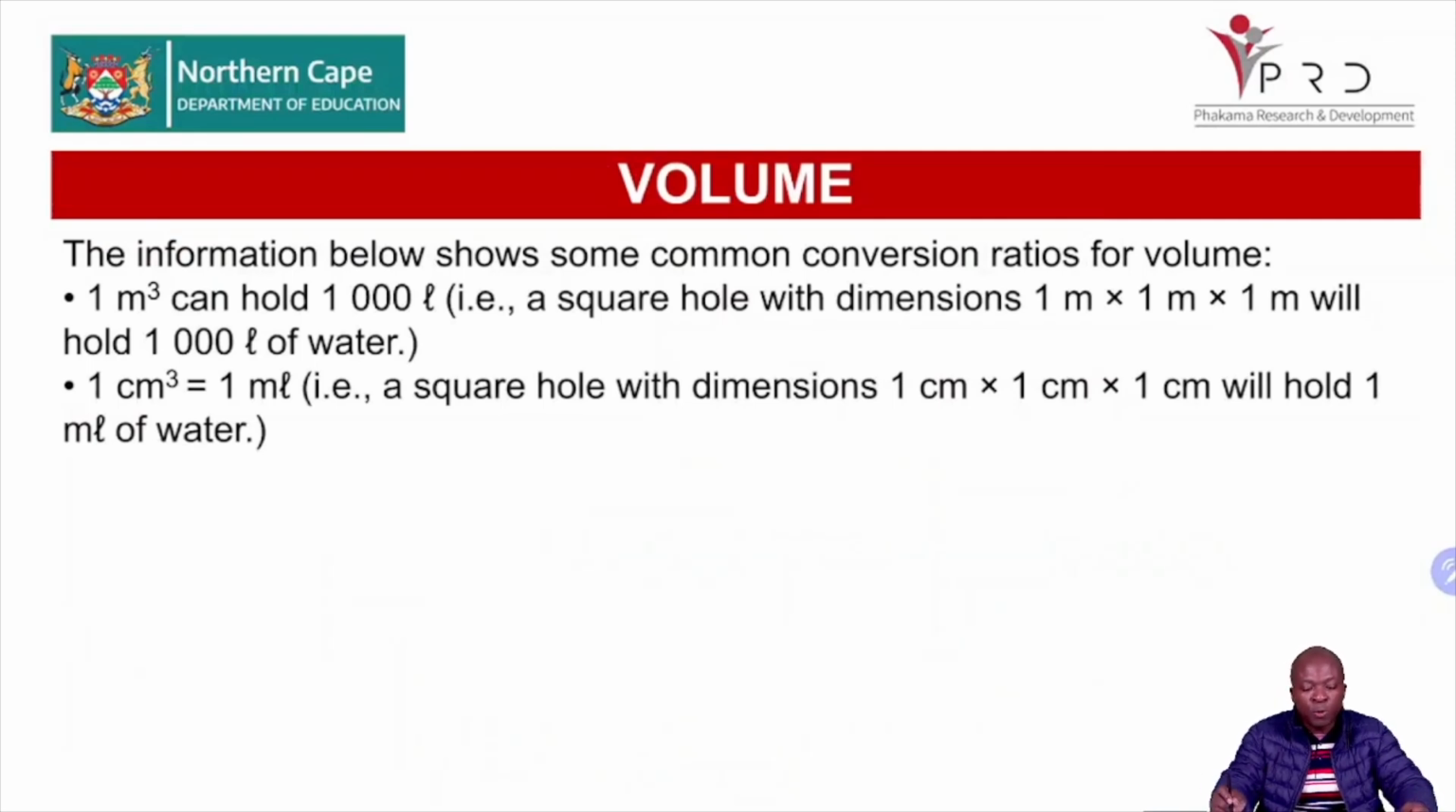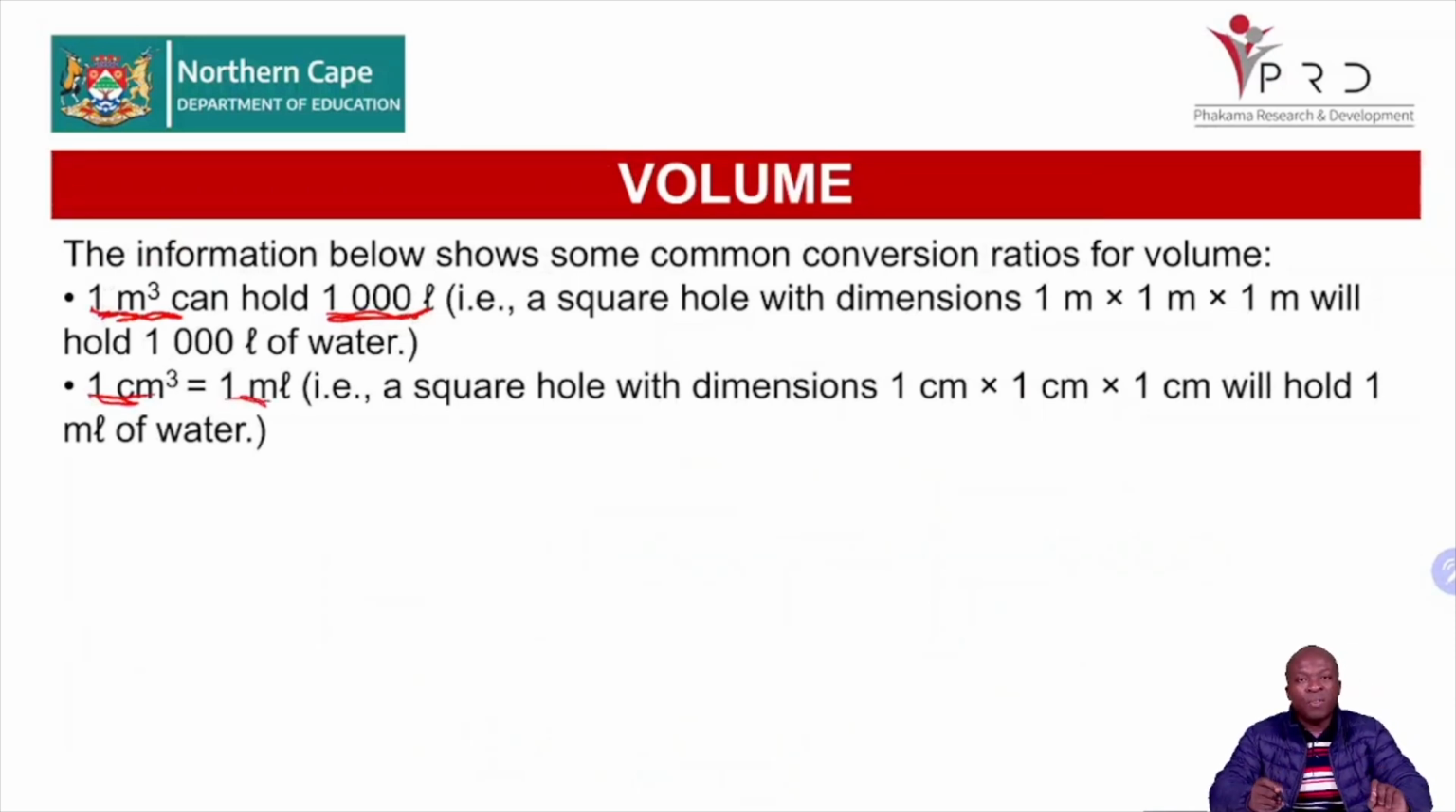It says the information below shows some common conversion ratios for volume. Every time you see 1 meter cubed, it's the same as 1,000 liters. Meter cubed is a solid. For example, ice is cold, but you can hold the ice, so we can find the volume as 1 meter cubed. But if you allow the ice to melt, it becomes liquid, then the volume will be measured in liters or milliliters or kiloliters. 1 centimeter cubed is the same as 1 milliliter.